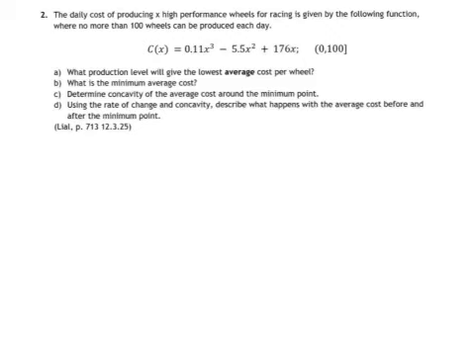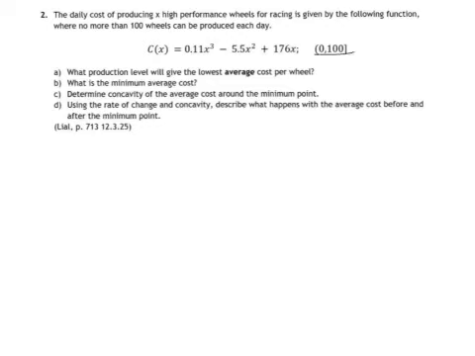So here's a question about the daily cost of producing x high-performance wheels for racing, and it's given by the following function. And it says we have a restriction that no more than 100 wheels can be produced each day. And we see that reflected here, 0 to 100.